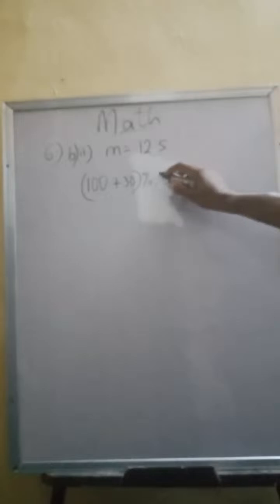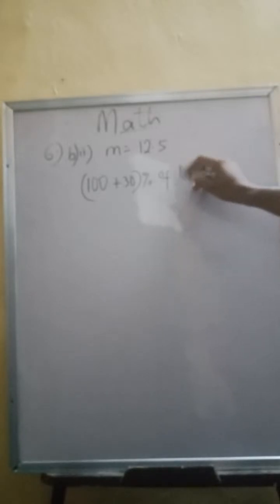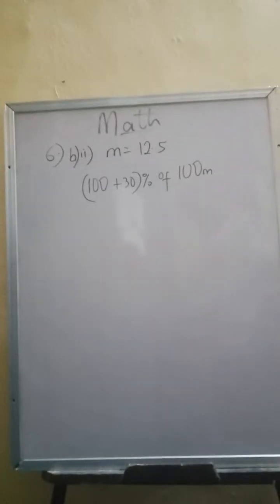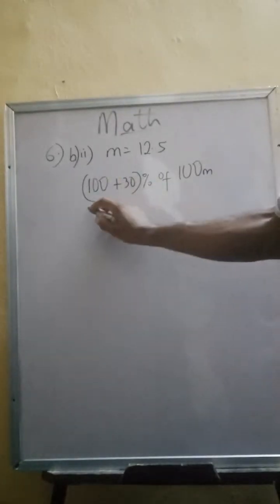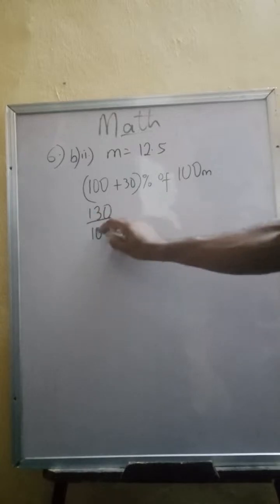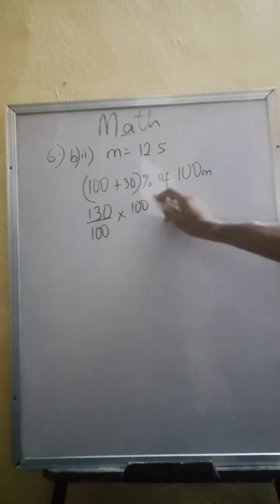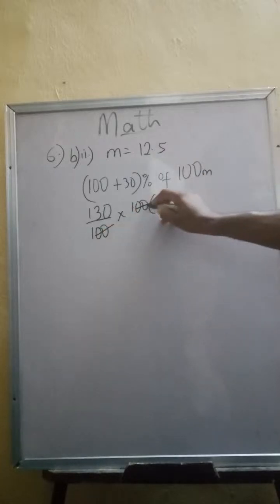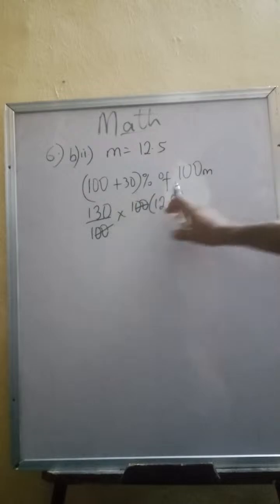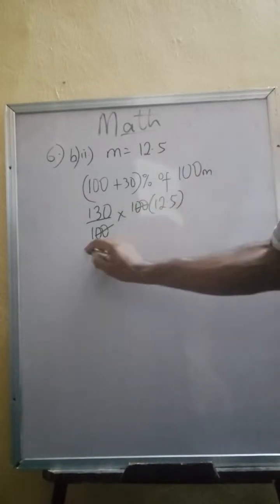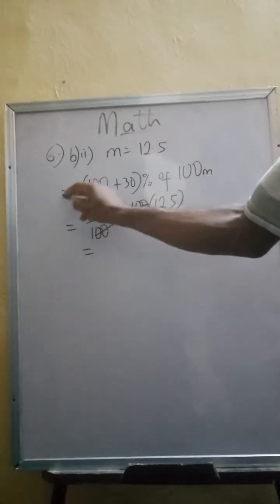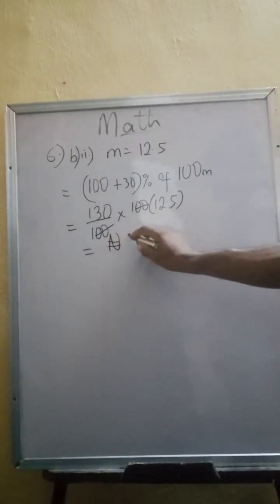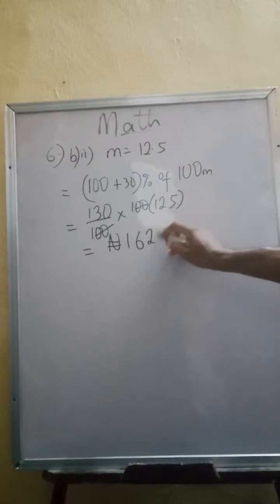So you're going to multiply this by the 100 baskets of mango. Now this is 130% of 100 baskets. So this is 12.5 as m. Then notice the 100 goes, and that's 130 times 12.5. That leaves you with 1,625.